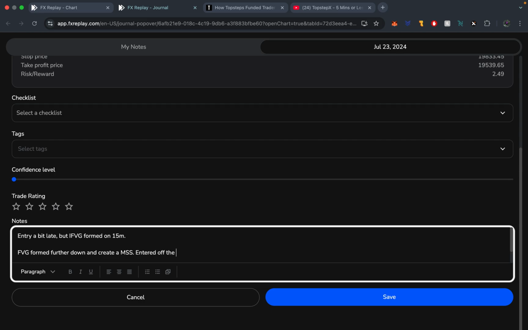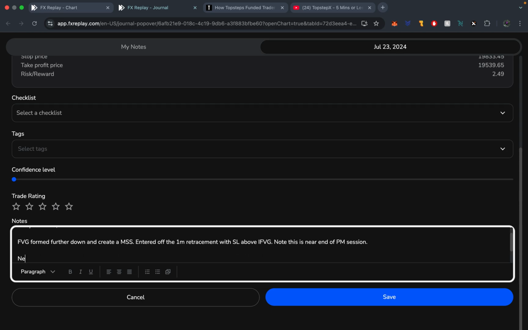Entered off the 1 minute retracement. Let's stop above IFVG. Now this is the end of PM session. New previous daily high, previous daily low. I need to monitor and manage the position.